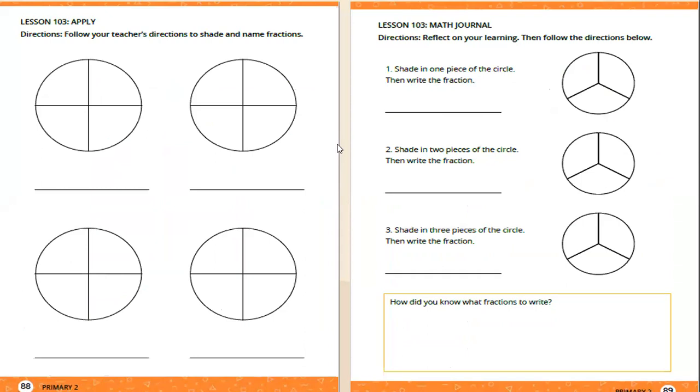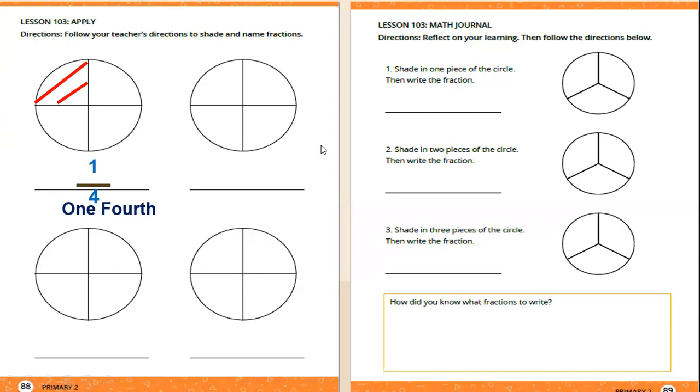The next one, follow your teacher's directions to shade and name fractions. The first one, we will shade only one part. You can type in the chat with me, okay? How many colored parts? 1. Out of how many total parts? Bravo, Yahya. Out of how many parts? 4. So our fraction is 1/4. Bravo, Lujaina, excellent. 1/4.